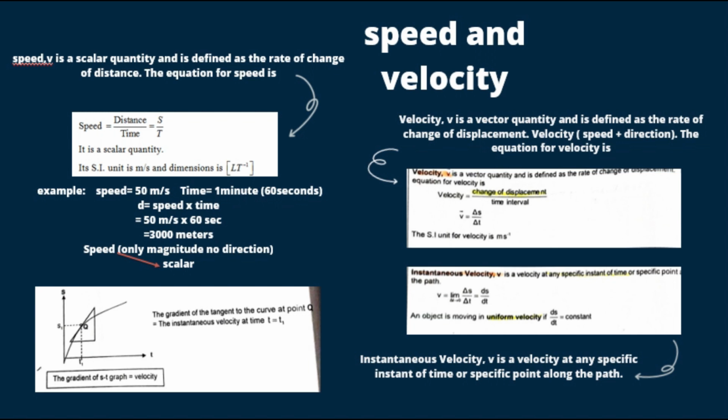So instantaneous velocity, which is v, is the velocity at any specific instant of time or specific point along the path. So the formula given is v equal to the limit of the change of s over the change of t, equal to ds over dt. An object is moving in uniform velocity if ds over dt is equal to a constant. So the last one is the gradient of the s-t graph equal to velocity. The gradient of the tangent to the curve at point Q equal to the instantaneous velocity at time t equal to t1.